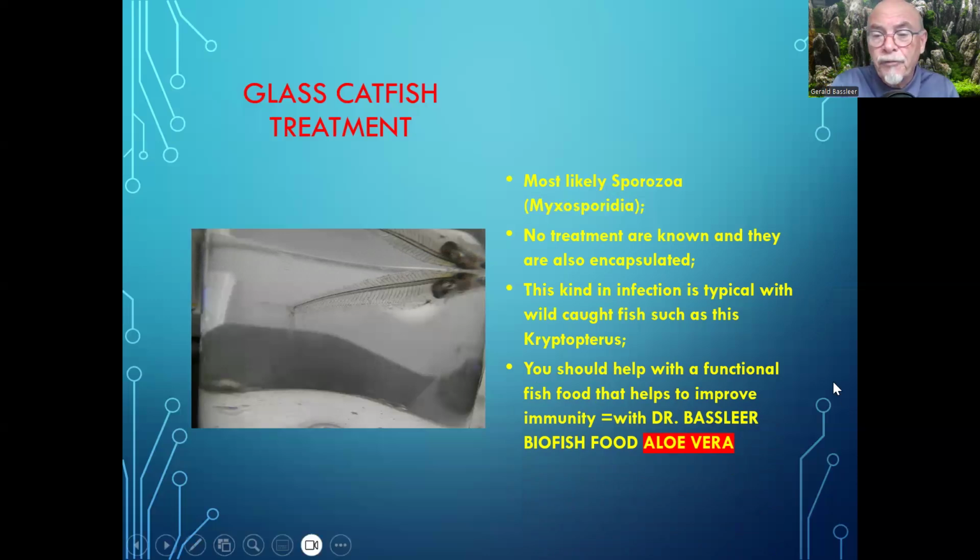And you can help with a functional fish food to improve the immunity of the fish. And here I would recommend Dr. Bassleer Biofish Food Aloe Vera because that helps in the repair of tissues and skin.